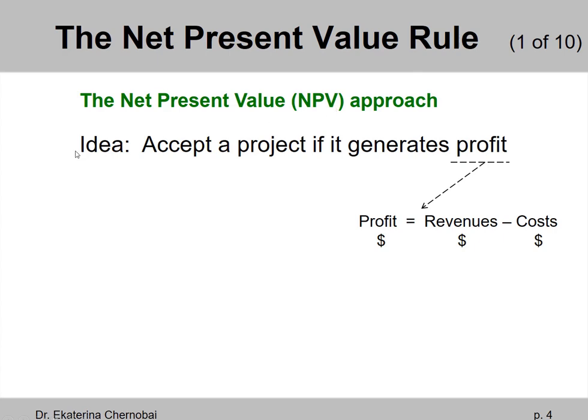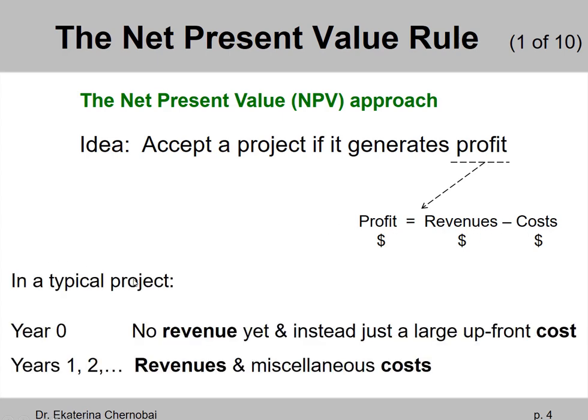The idea is we are going to accept that investment project that generates profit. So how do we find profit? By definition, profit equals revenues minus costs, right? So in a typical investment project, what happens is you invest money today, which is year 0. There is no revenue that you receive right away, you invest.